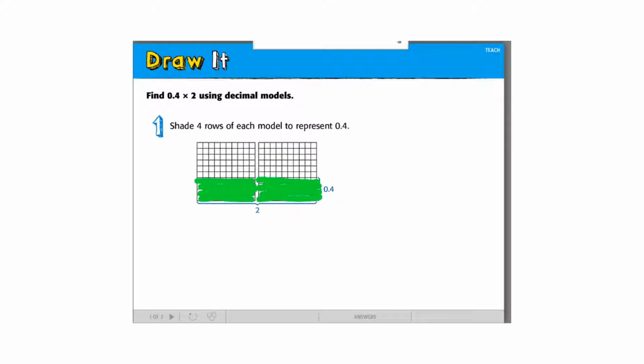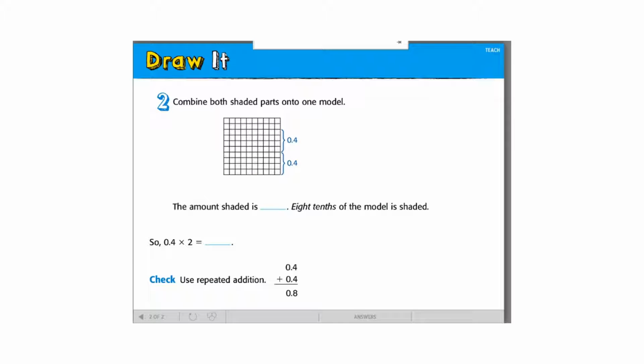And then they're asking you to look at the next box and mush them together. So I have to go to the next screen and look at the next box. We're going to combine both shaded parts into one model. Because this is our very first example, they had you shade it twice and then merge them together. That's kind of how your assignment's going to look also. You're being asked to shade them in each of their own boxes on each of their own 100 grids and then merge them together.